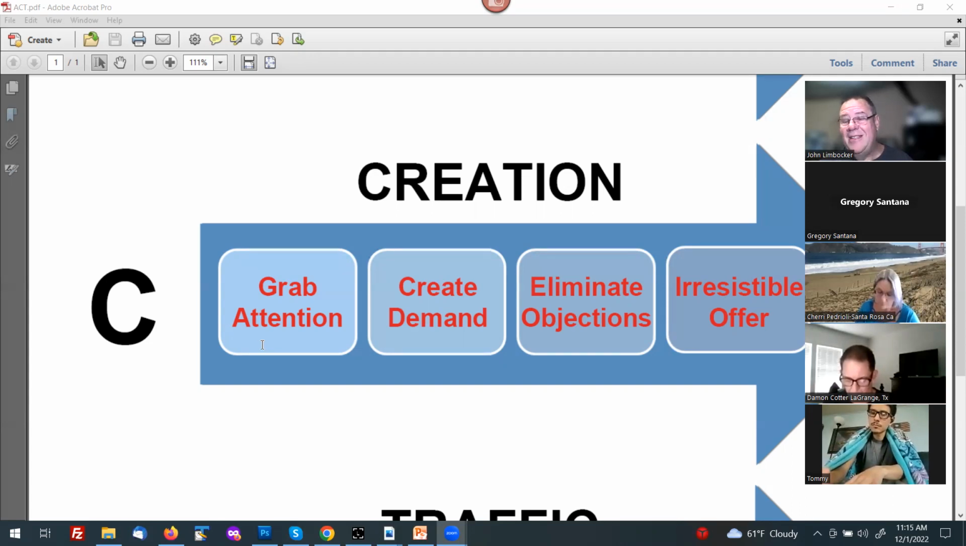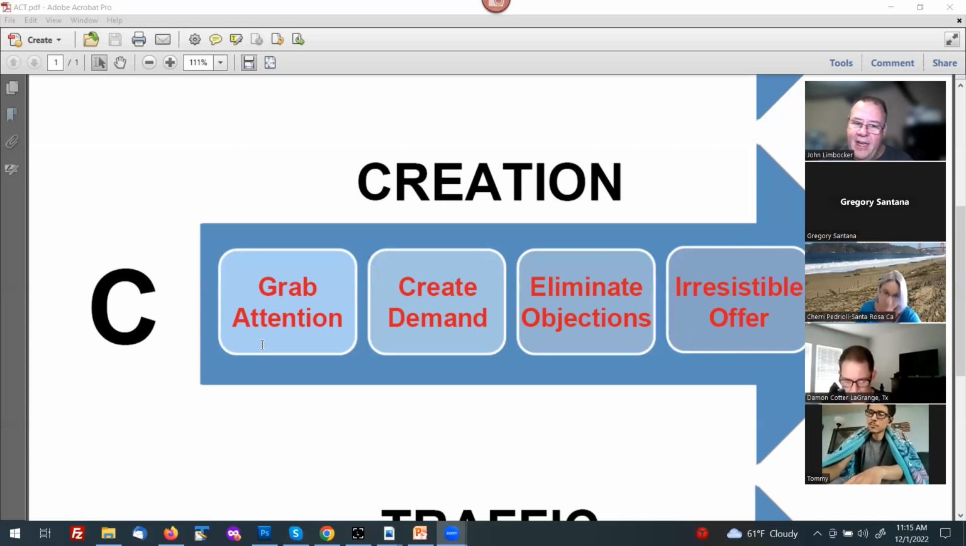That belief creates an objection. And in many cases, that'll be a hidden objection. It's not something they're going to say to you. They're not going to say, I don't believe your product works. They're not going to say that. But it's in the back of their mind, and it's the thing that's going to keep them from buying from you.